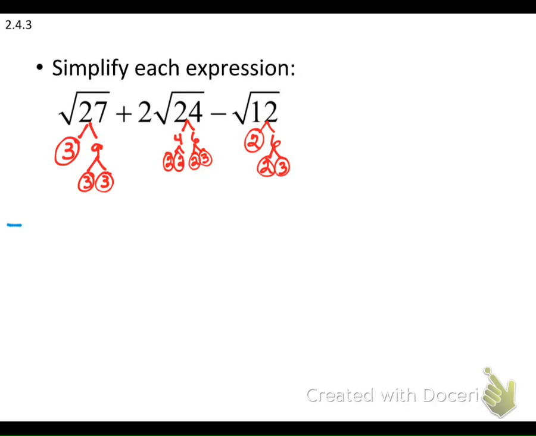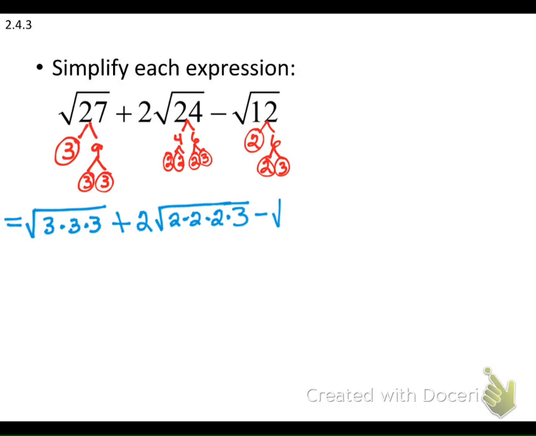So now we're going to drop down, and because it's adding and subtracting square roots, we're going to make sure that we keep each of the prime numbers under its separate square root sign. So for the square root of 27, Joey, what are my prime numbers that I'm going to write under the square root sign? 3 times 3 times 3. Then what do I have to bring down? Your plus, followed by your 2. Very good. Keep going. Square root. And then 2 times 2 times 2 times 3. Minus square root sign. And then 2 times 2 times 3.